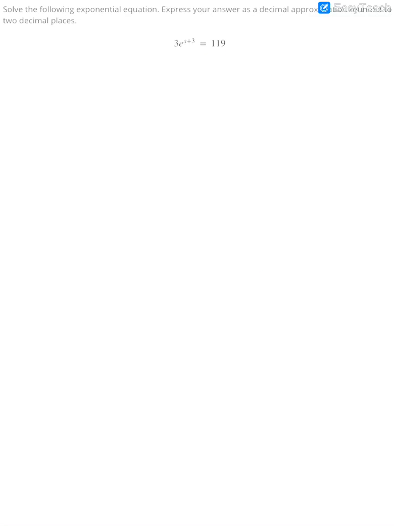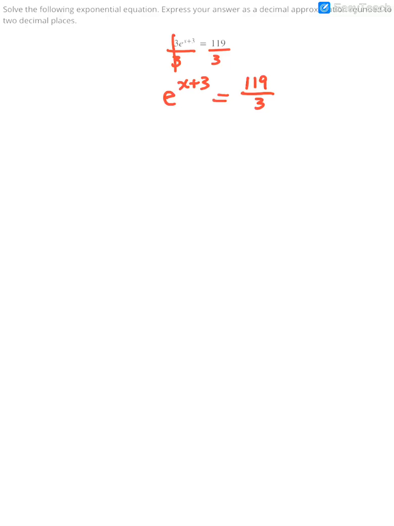Okay, on this last one, what I wanted to point out is, once again, both sides do not have a common base, but before you put it in logarithmic form, you need to have the exponential term by itself. So you would first divide both sides by 3, so that I have e to the power of x plus 3, and that is equal to 119 over 3. And unfortunately, that does not simplify, so just leave it as the fraction.